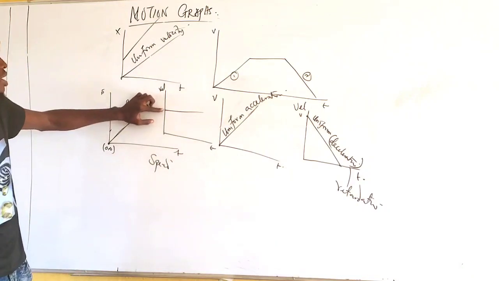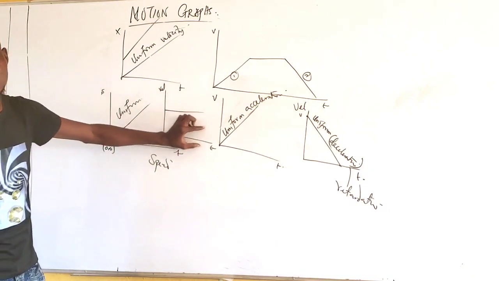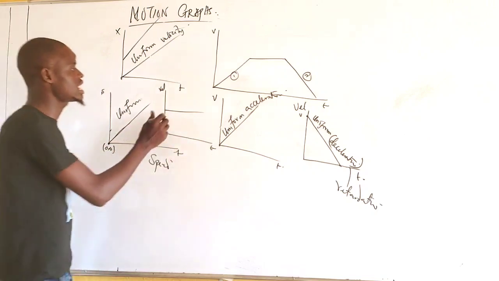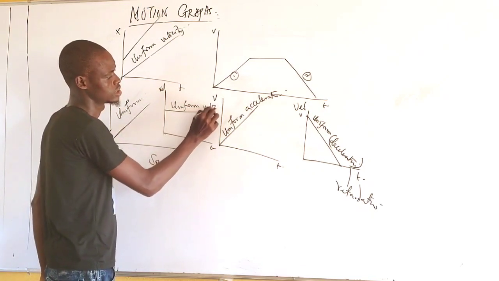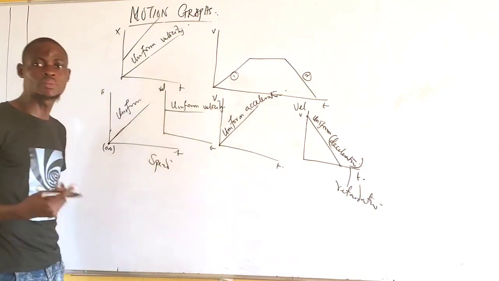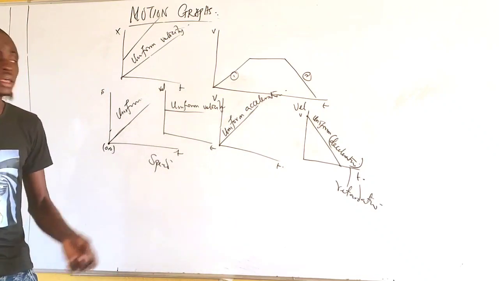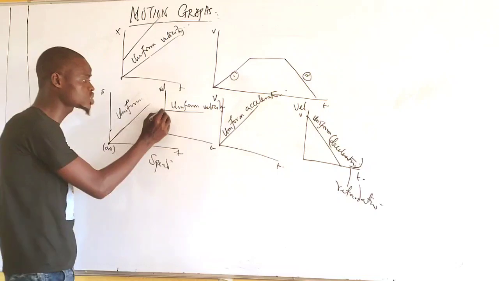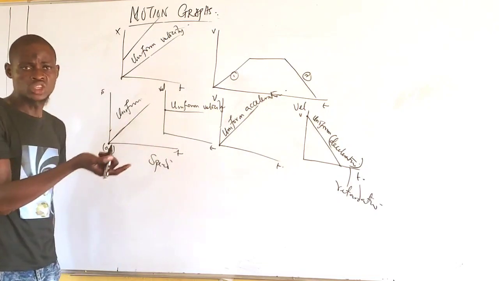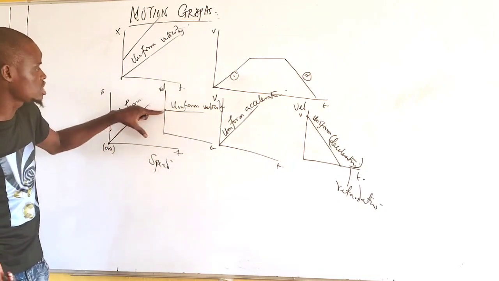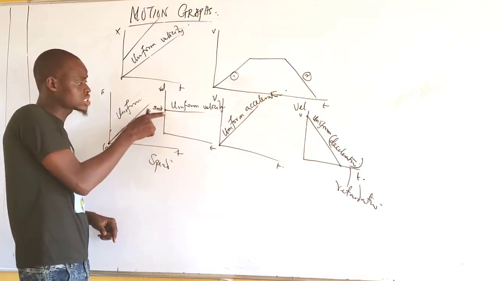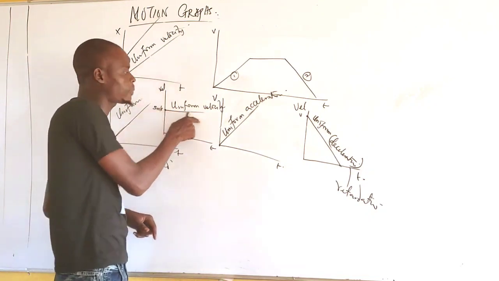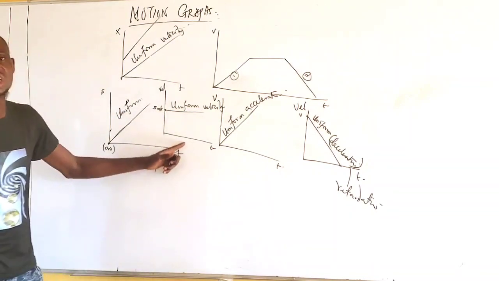Now, this is a line that is parallel to the time axis. This indicates uniform velocity. What about uniform velocity? It simply means the velocity of the body is constant. It is not changing. So, this is the velocity axis. It indicates that when a body is having a velocity of 5 meters per second, it keeps on moving with that same 5 meters per second as time changes.